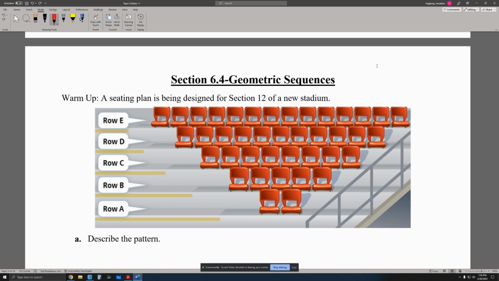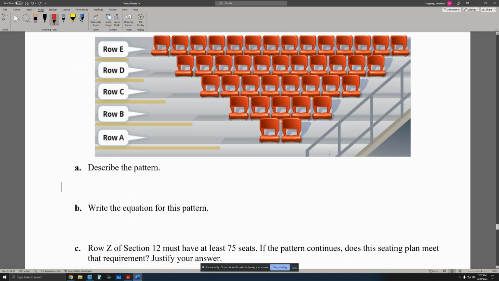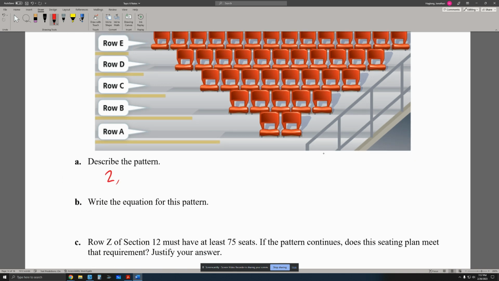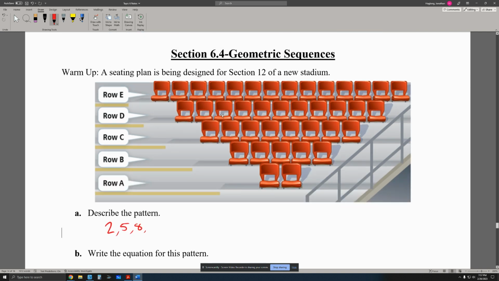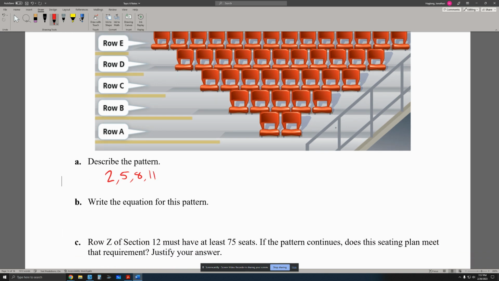A seating plan is being designed for section 12 of a new stadium. If I look at each of these rows, row A, B, C, D, and E, I notice that in row A we have 2 seats, in row B we have 5 seats, in row C we have 8 seats. If we were to describe this pattern, 2 and then 5 and then 8, I would expect in row D to have 11 seats. And if we go up here and check 1, 2, 3, 4, 5, 6, 7, 8, 9, 10, 11, yes, there are indeed 11 seats. This follows the pattern that I see here, and that each row you add 3 seats.